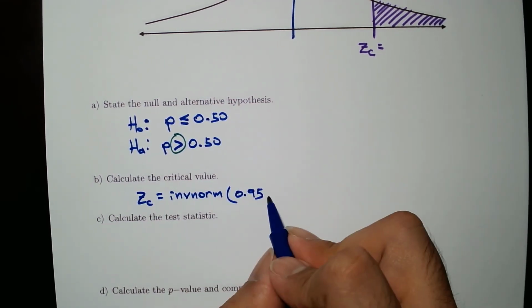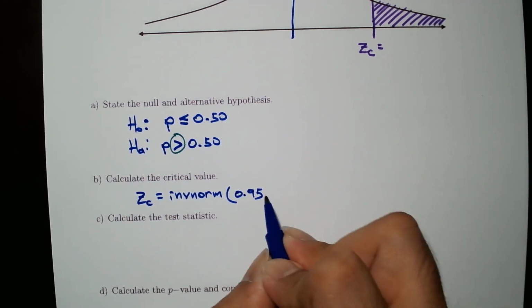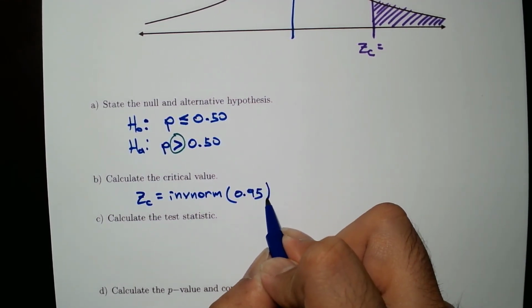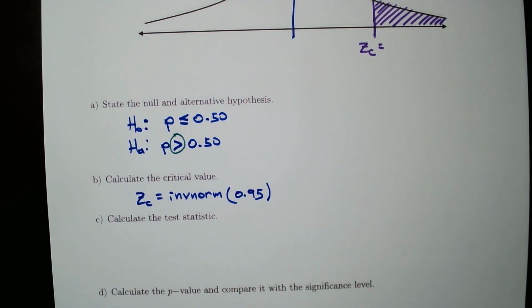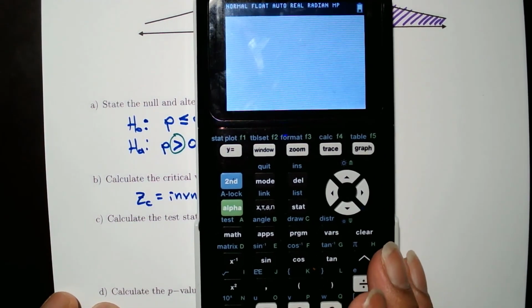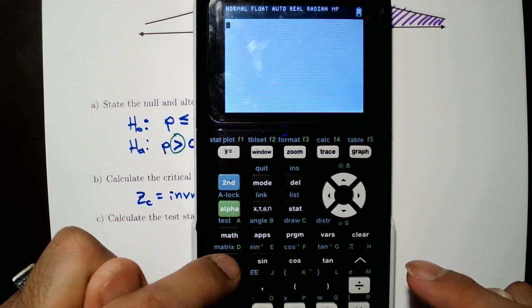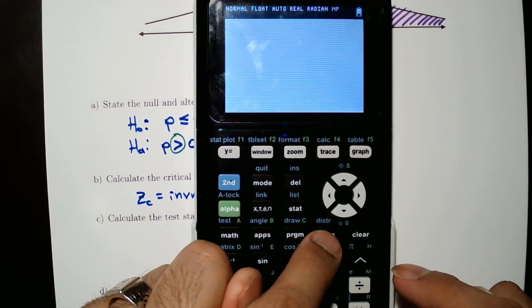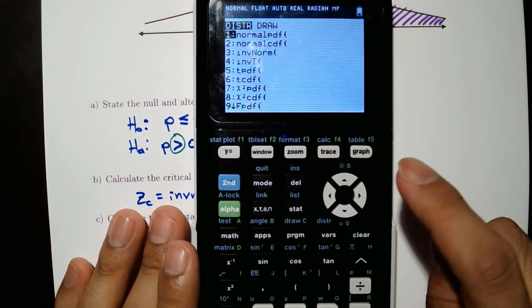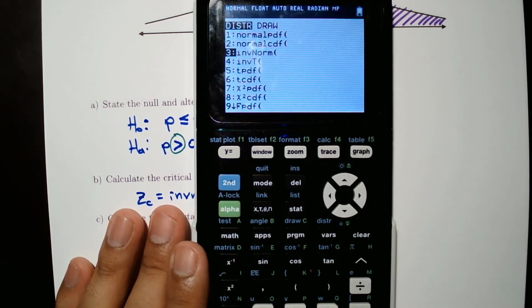And well, in this case, in your calculator, you may have other numbers here. Just do the inv norm 0.95 and erase everything. So I'm going to show you how to do it on the calculator. So we go second DISTR for the distribution, and we're going to type inv norm.